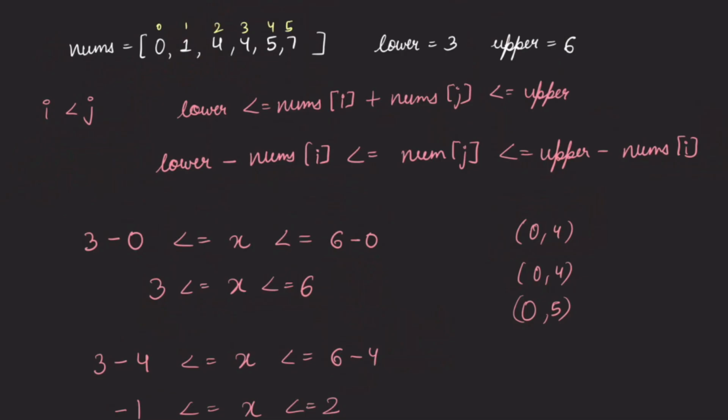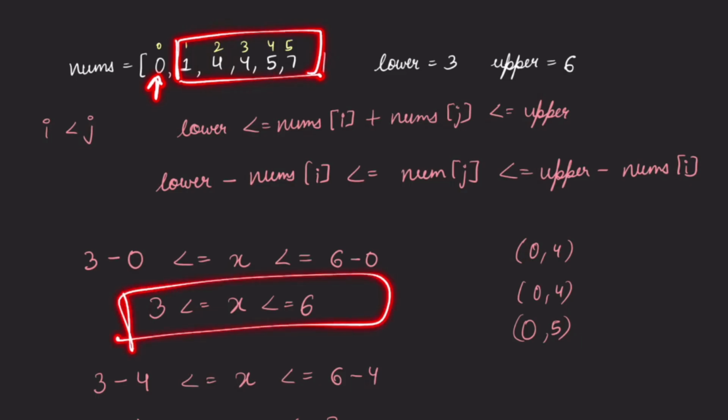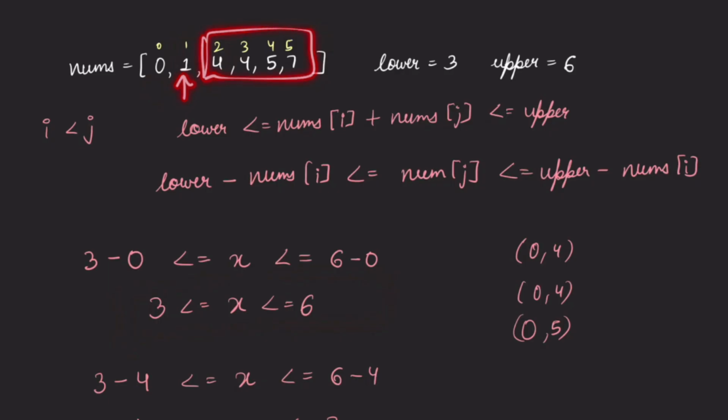Then that means whenever I am at this 4, whatever numbers I have already considered, I should not consider them now in my array, right? So when I am at 4, I should start considering elements from here. Because since I is less than j, this 4 cannot create a pair with itself. It can only create a pair with these elements, right? So whenever you are at 0, you will consider this much part of the array to find the numbers within this range. When you are at this 1, you will consider only this much part. When you are at this 4, you will consider only this much part, and so on, right?